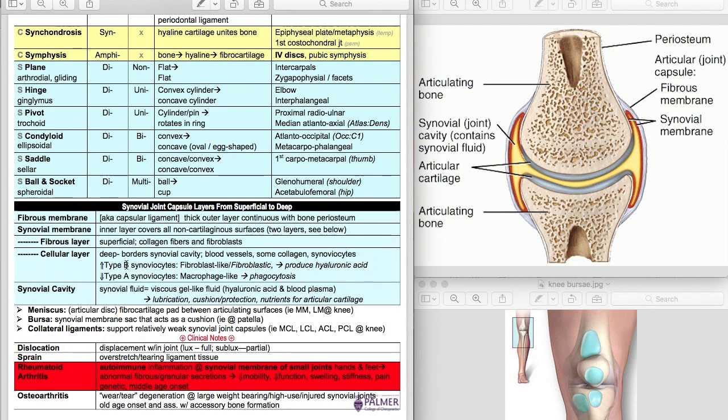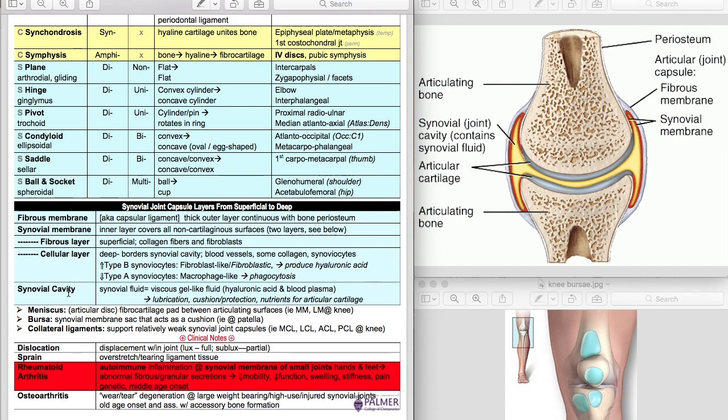But if you know one of these two, you can guess the other. Type B synoviocytes, I know those are the builders. So I know there's A and B, so obviously A must be the one that gets rid of stuff. But you need to be able to draw from your memory that phagocytosis is eating stuff. So try to nail down both of those.